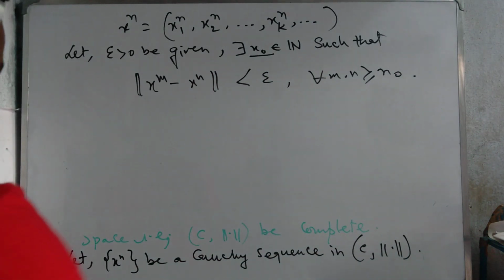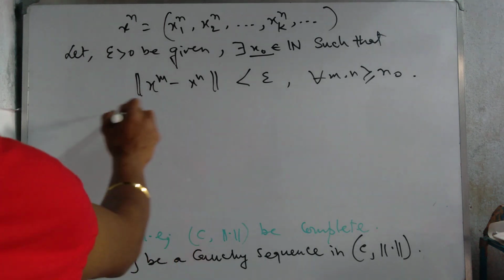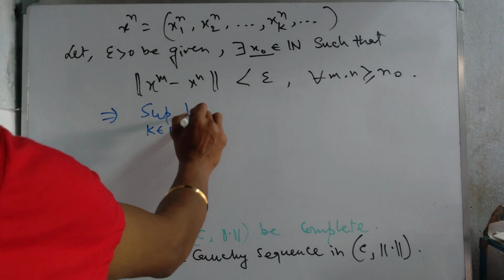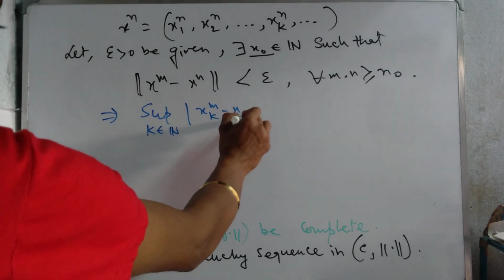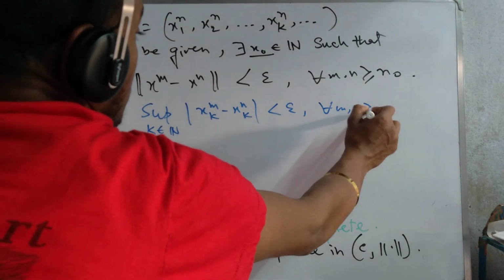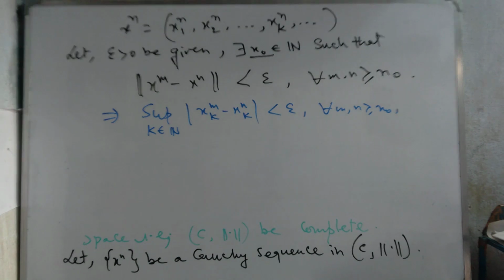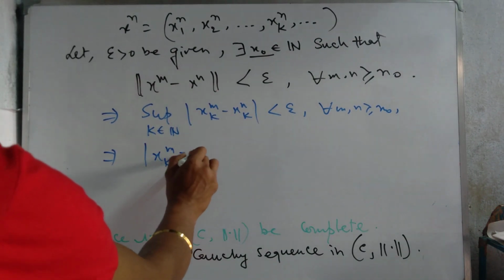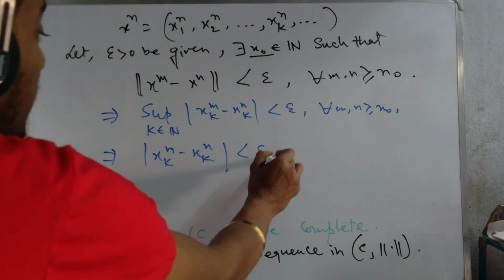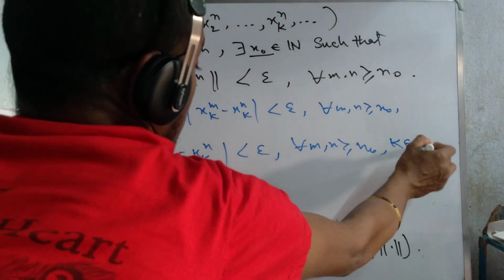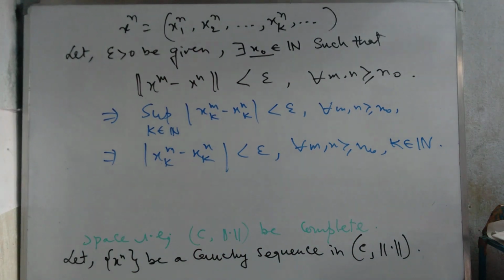So now we use the definition of norm. The supremum over k belonging to N of the modulus of xk to the power m minus xk to the power n is less than epsilon for all m, n greater than or equal to n0. If the supremum is less than epsilon, then each term is less than epsilon, yes or no? I think yes. Not a problem at all. Now we further proceed.